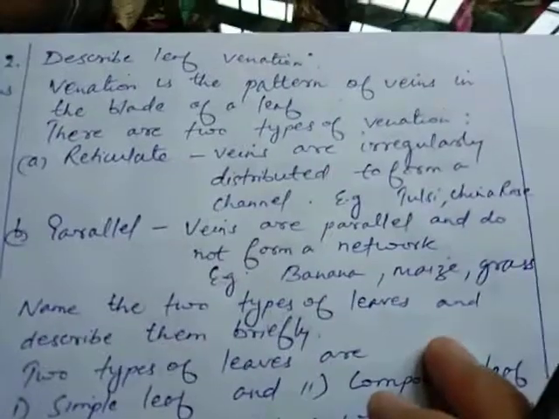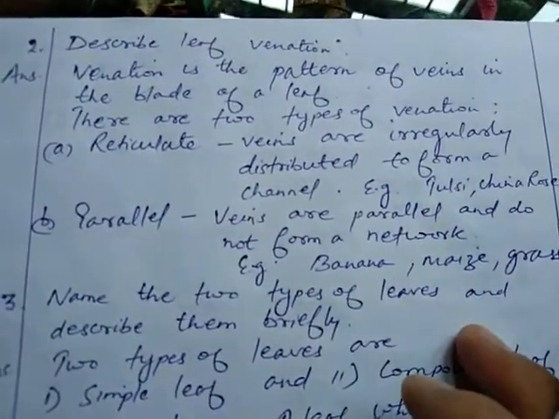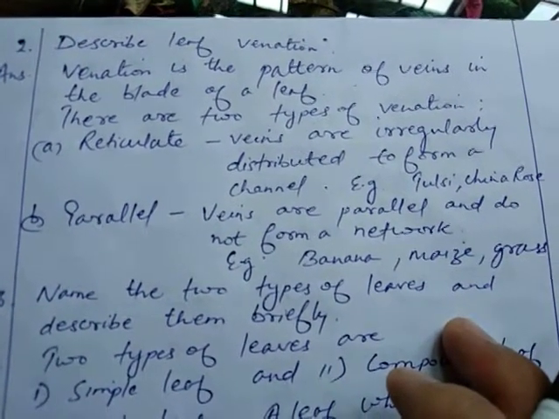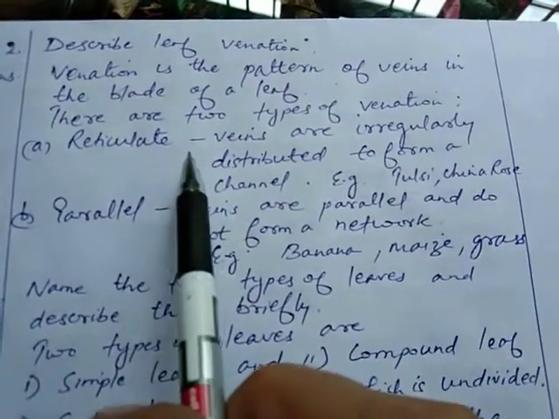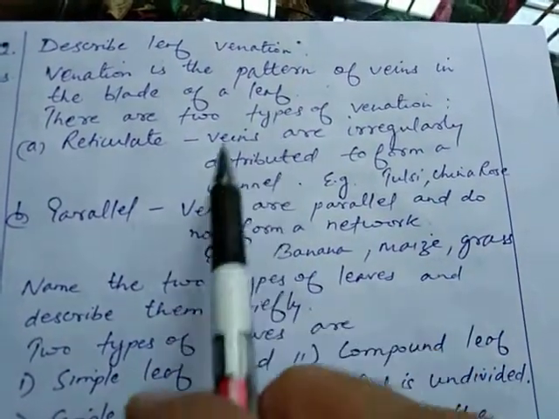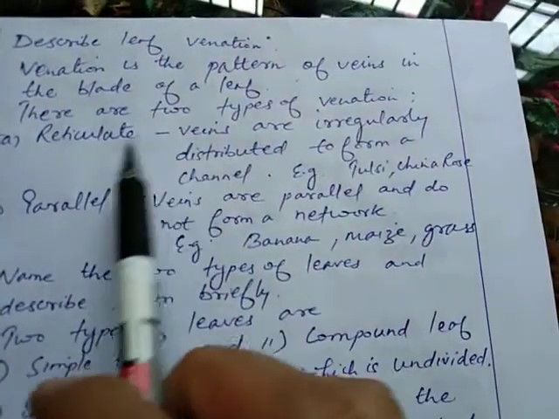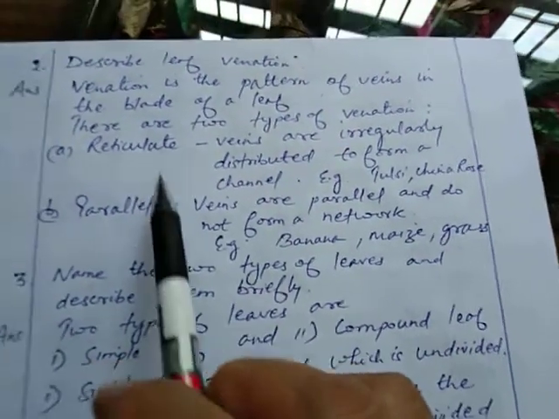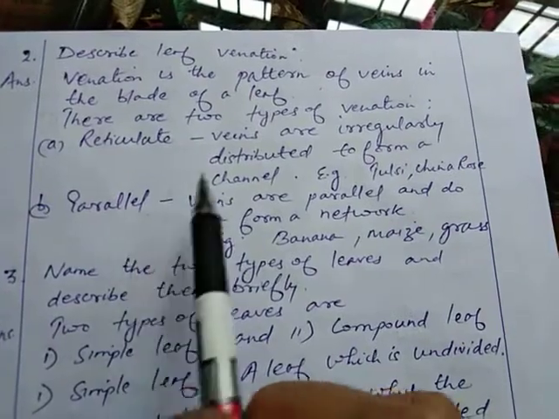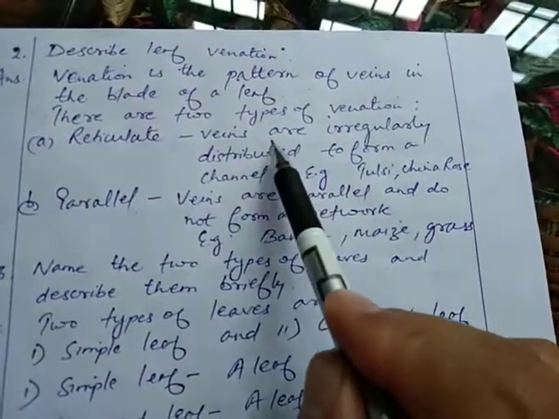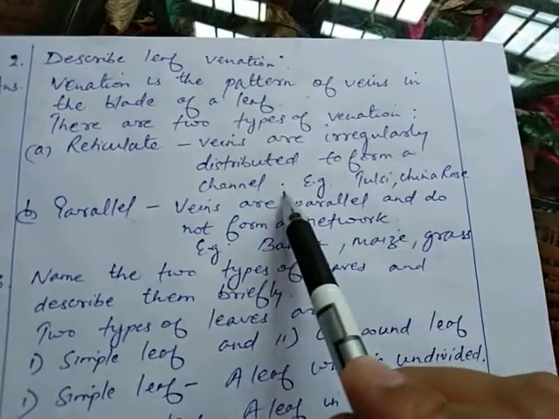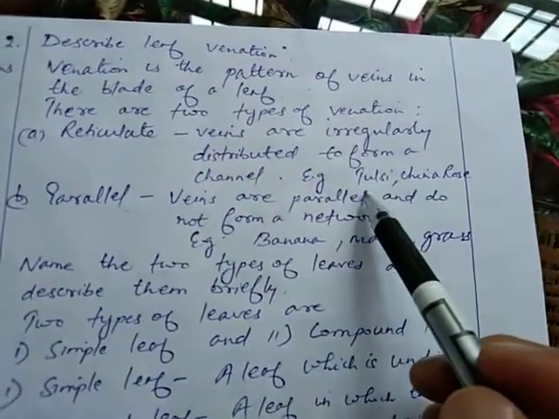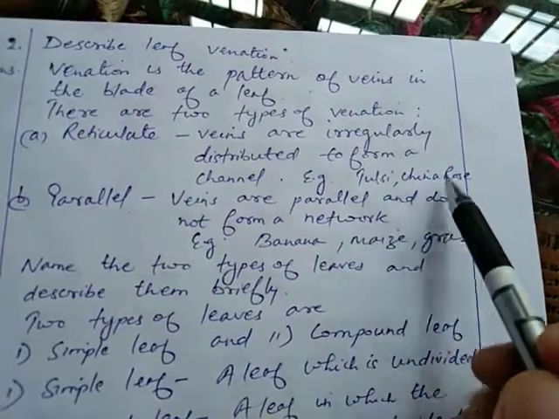Now students, second question: describe leaf venation. Venation is the pattern of veins in the blade of a leaf. Basically there are two types of venation, reticulate venation and parallel venation. In reticulate venation, veins are irregularly distributed to form a network, for example in the leaves of tulsi and China rose.